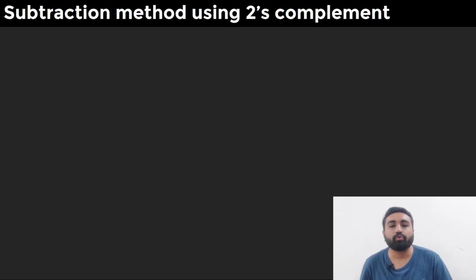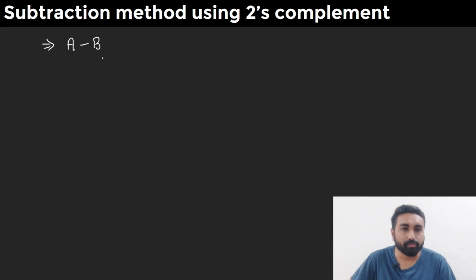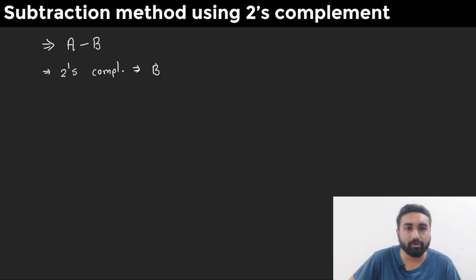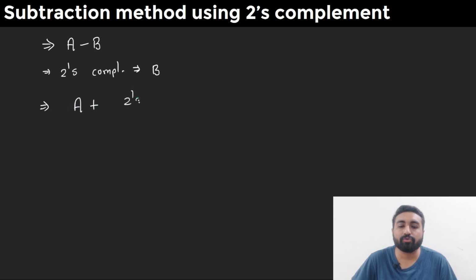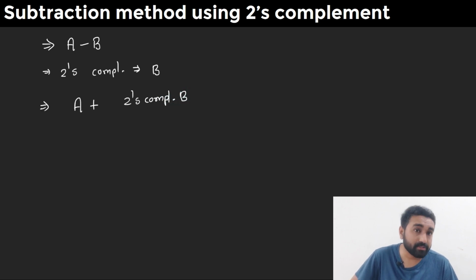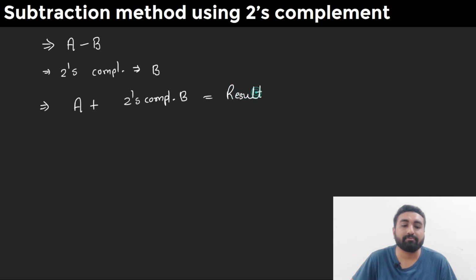Now, how to do subtraction using 2's complement. Here also the fundamentals are very similar to the 1's complement. Let's say you have two numbers and you want to do A minus B. You need to get the 2's complement of the negative number, that means the 2's complement of B. Then you need to add A and the 2's complement of B, and that will be your answer.